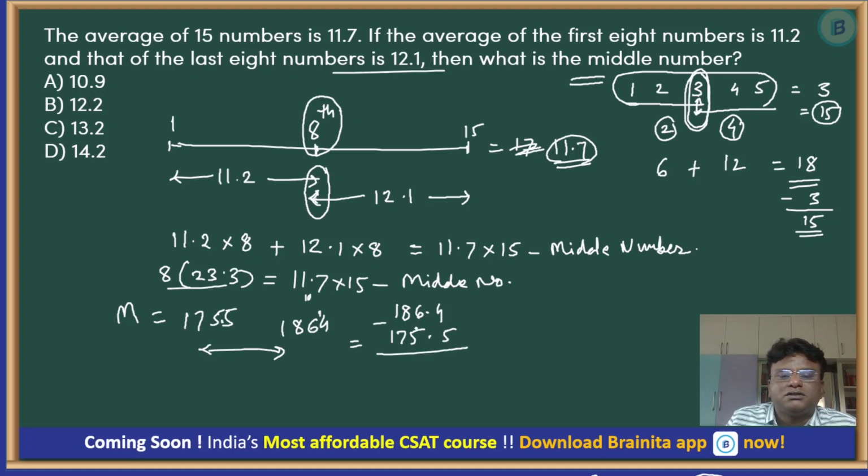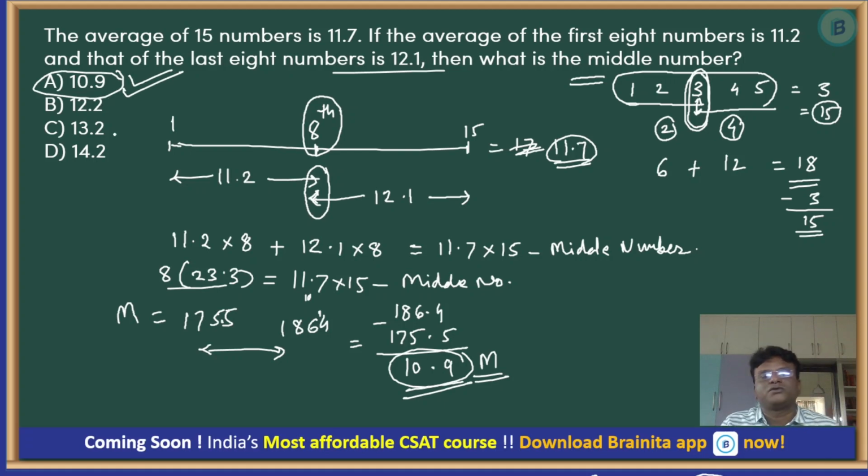This is 75, 185 is 10, and 10.9, right? And this is nothing but my middle number. That's your answer option. Okay. So as I said, you may not get such decimals for calculation, but even if they are there, they are simple, right? But the concept is important.